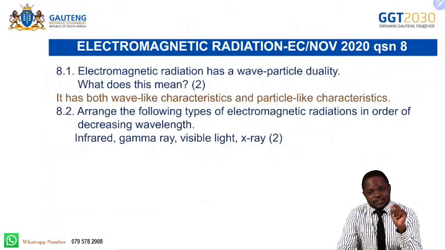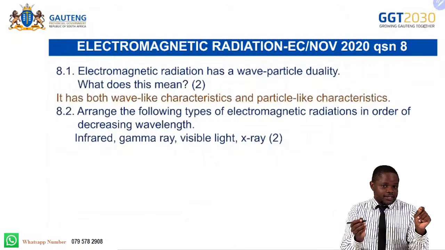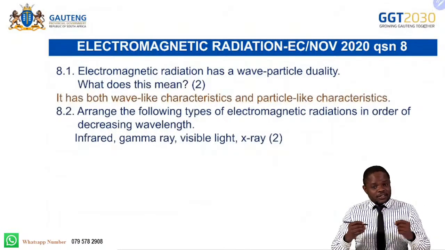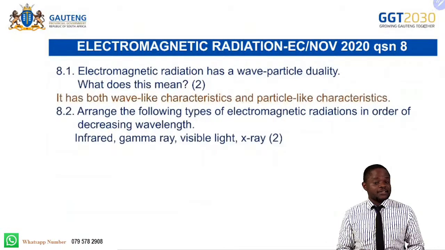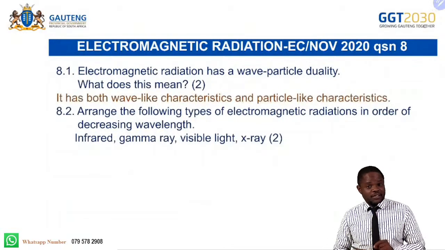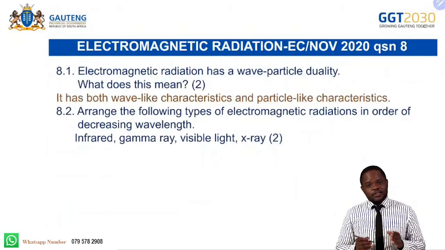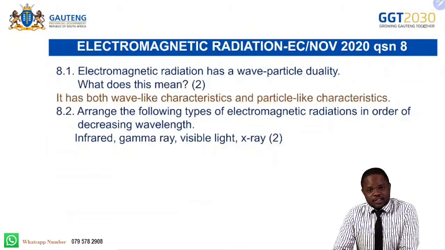I want you to understand something. It is not that at one stage it behaves like a wave, at one stage it behaves like a particle. Understand that it has both these qualities or characteristics at the same time. So get that correct. It has both the characteristics of waves and characteristics of particles. It has these natures, but we can actually observe them individually through different experiments.